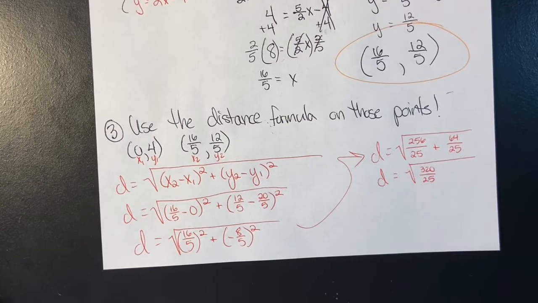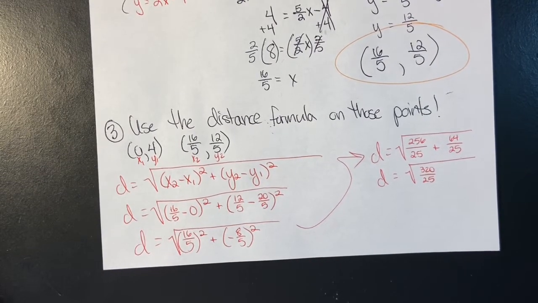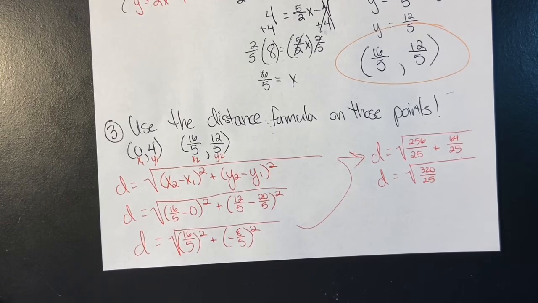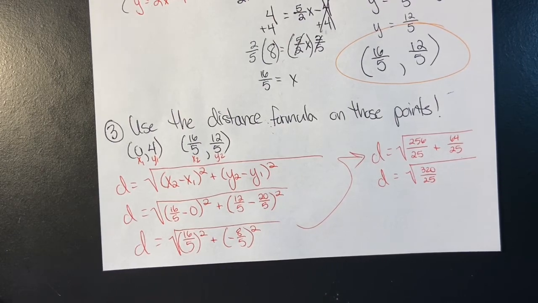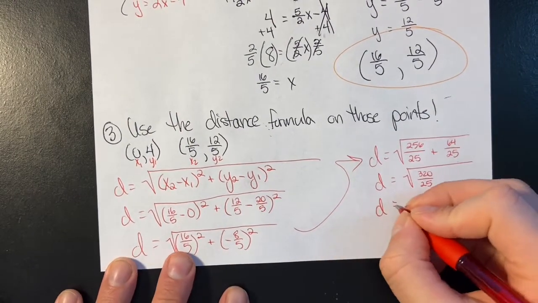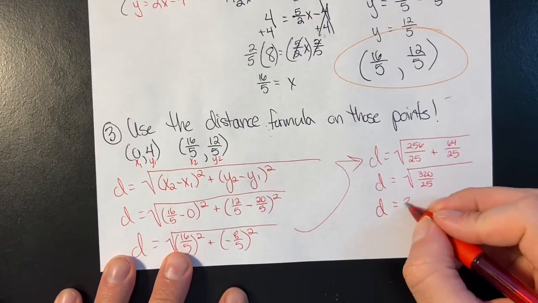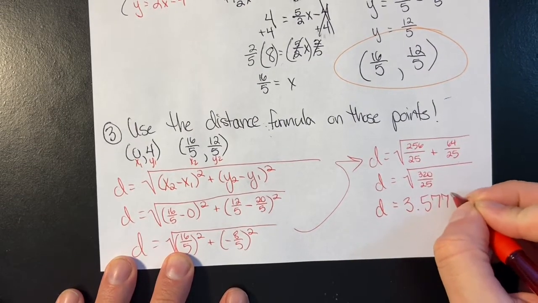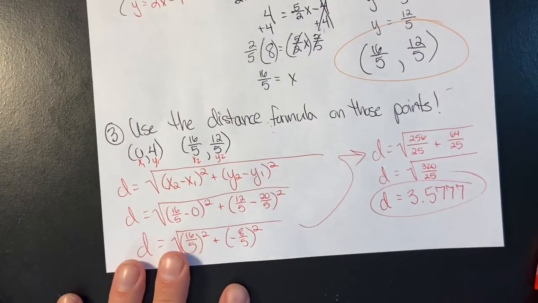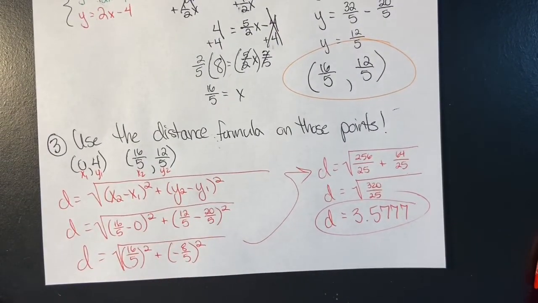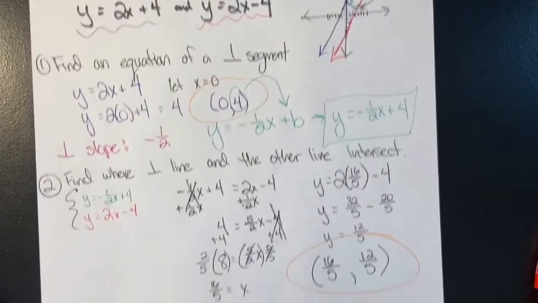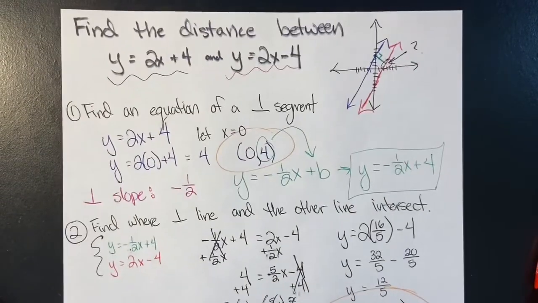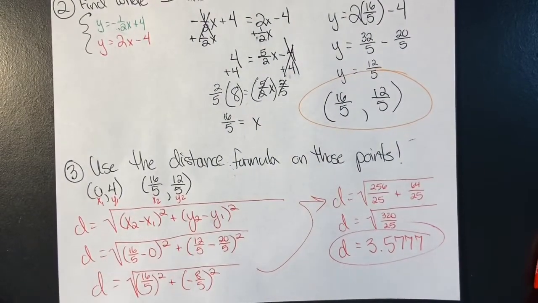I don't think you could take the square root of 320. But why don't we just take the square root of the whole thing? Because most of the times when we deal with this, we're going to be asked to do decimals anyway. So I'm just going to type that in right now. We end up with 3.5777. You can't get much more perfect of a number than that. Awful. But look how pretty it is. That is how to find the distance between two parallel lines.